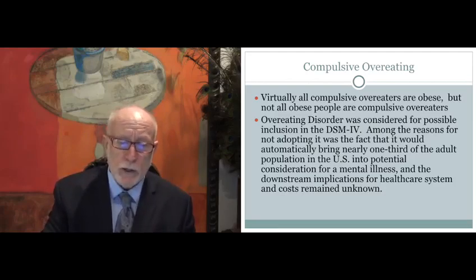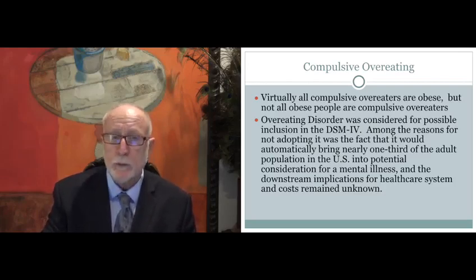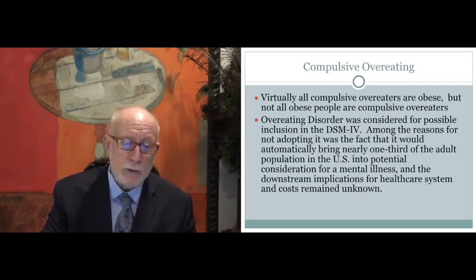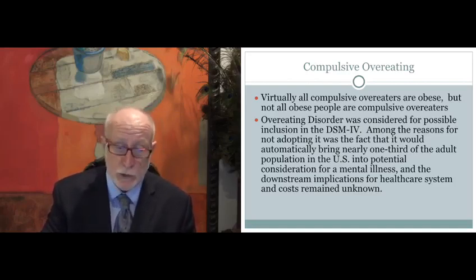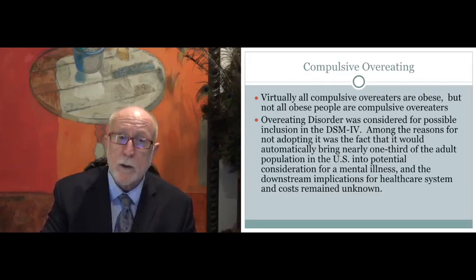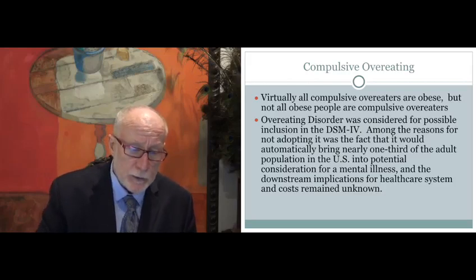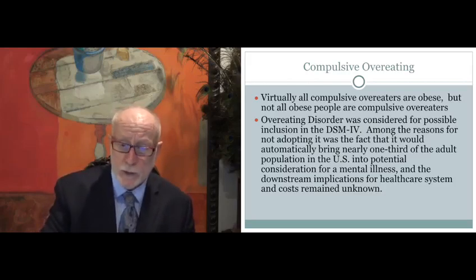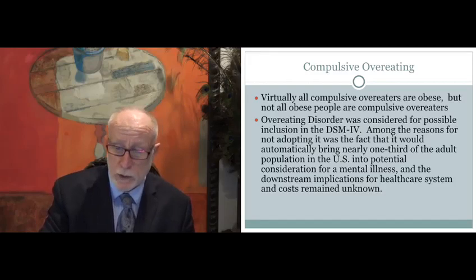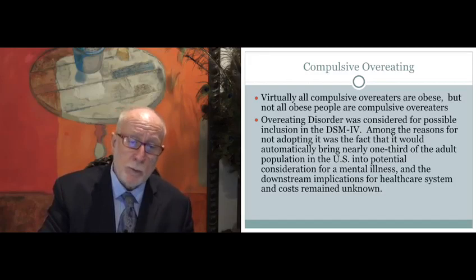I will say that the overeating disorder was considered for possible inclusion in DSM-4. It was considered again in DSM-5. Among the reasons for not adopting it was the fact that it would have automatically brought about 1/3 of the adult population in the U.S. into potential consideration for a mental illness, that is, a compulsive overeater. Not all of them would qualify, but it would bring them in for possible consideration. And the downstream implications on that for the healthcare system and the costs would have been very, very, very substantial, and so they decided to pause and not do that. DSM-5 followed the same rationale as DSM-4 and did not include compulsive overeating.